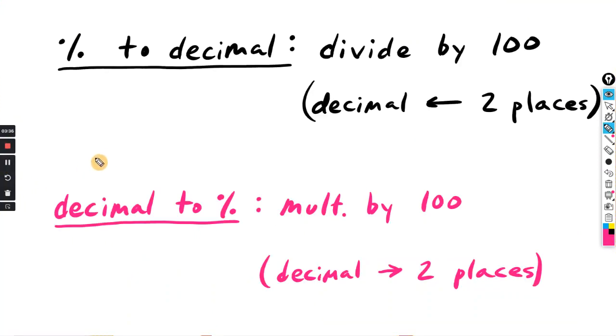So a quick summary for the conversions. If you want to go from percent to decimal, you divide by 100. In other words, the decimal moves left 2 places. If you want to go from decimal to percent, you multiply by 100, and the decimal goes right 2 places.